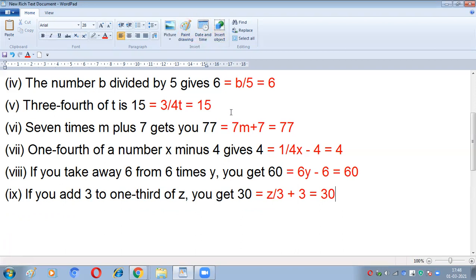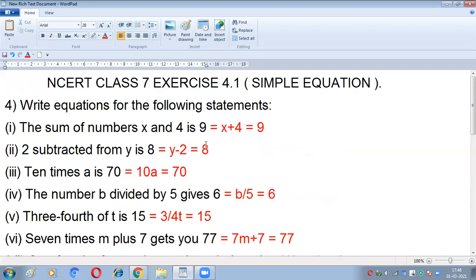So by this we have completed question number 4 and 3.